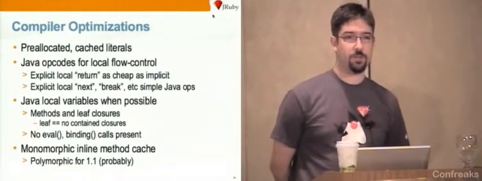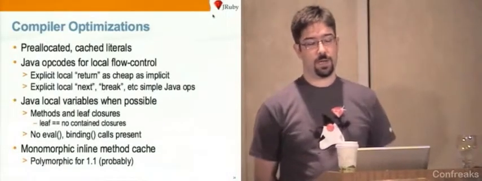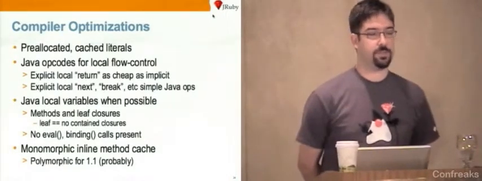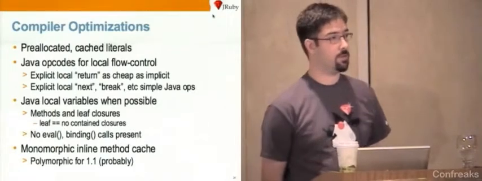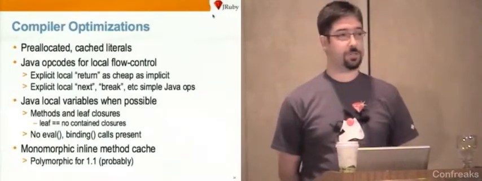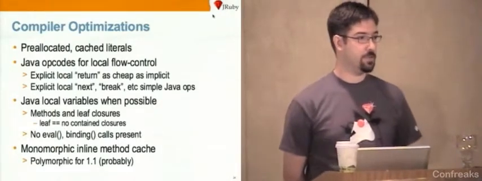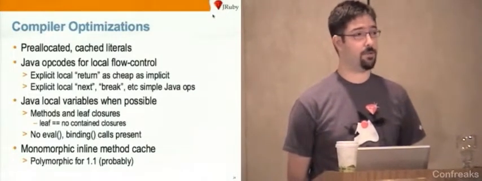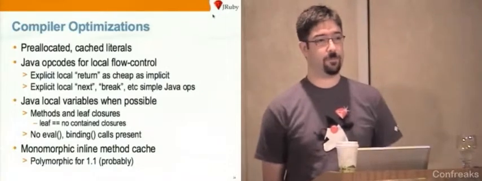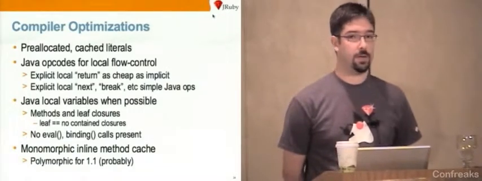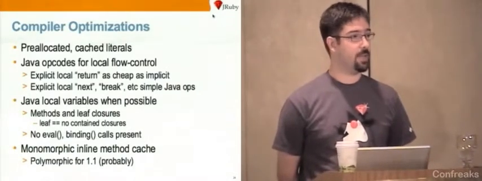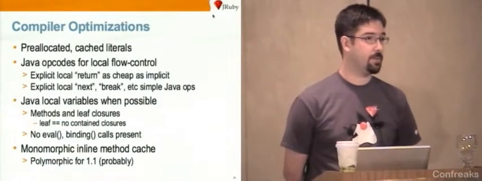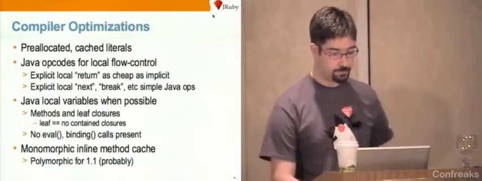We also try to use Java local variables whenever possible. Generally, this means methods that don't have evals in them, that don't have closures in them, or closures themselves that don't have evals or closures contained within them. And this allows us to avoid a lot of overhead of allocating a space for local variables on every call. It basically becomes almost as lightweight as a normal Java method because it is just using regular local variables.